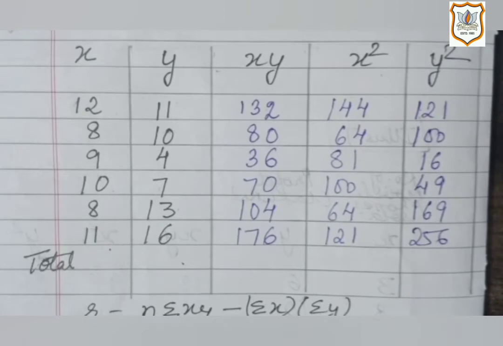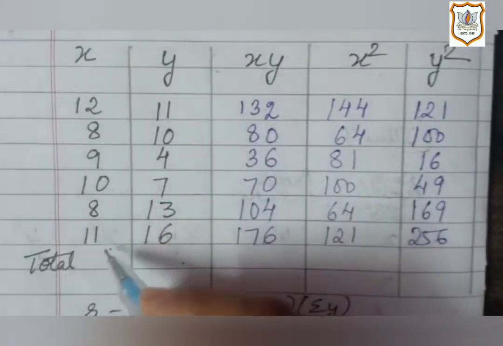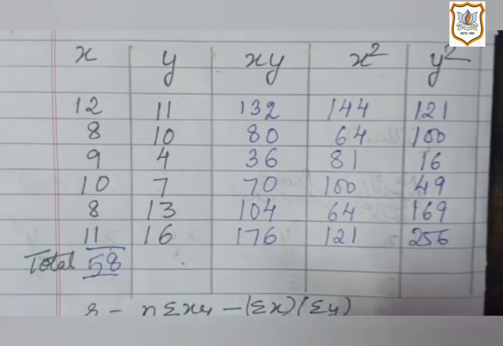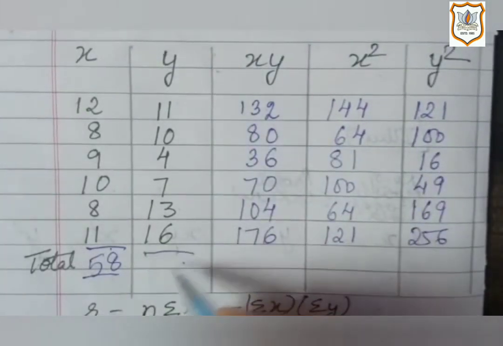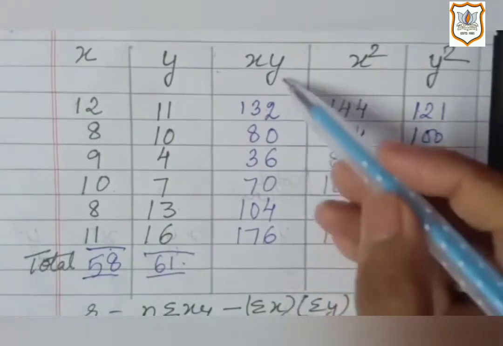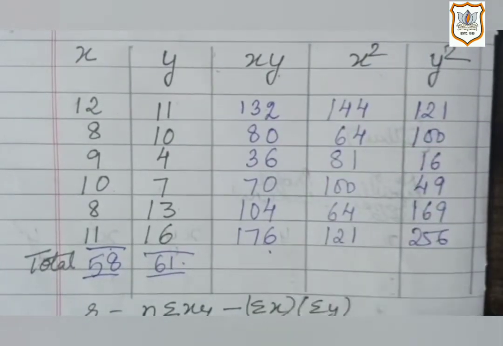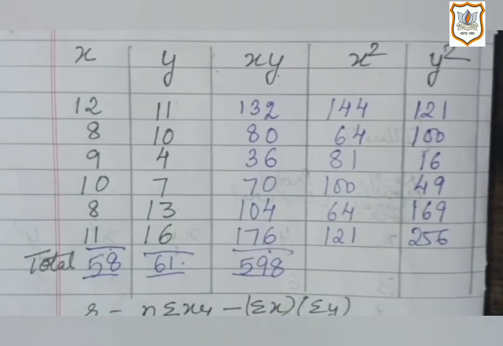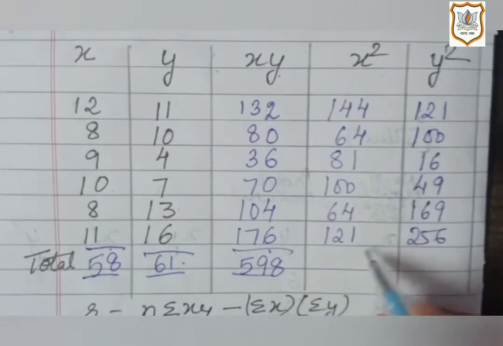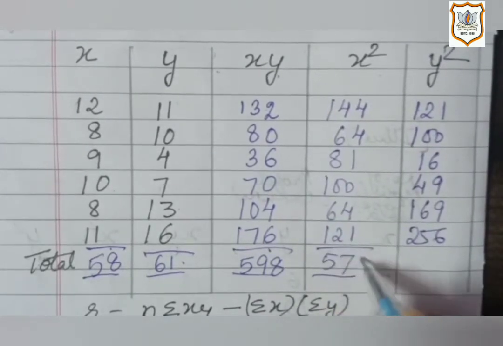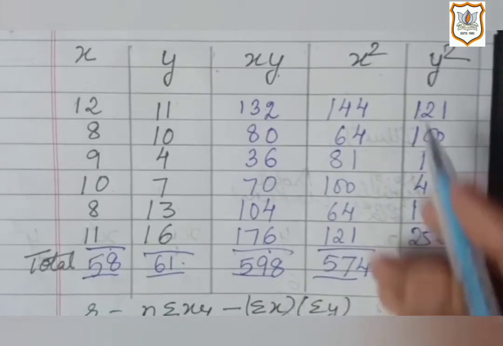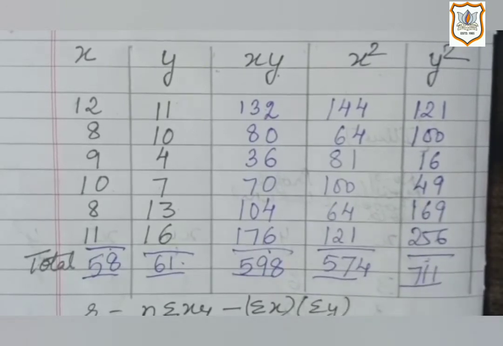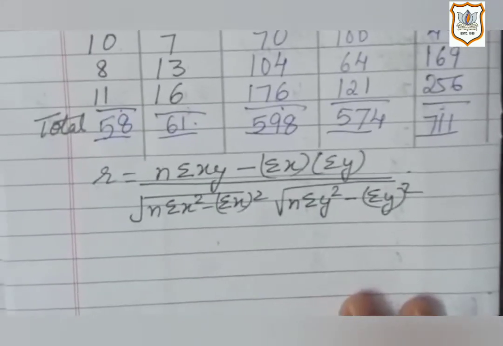Now let us find the total. The total of x, that is this, will be 58. The total of y, that is this, we will be getting 61. Now do the total of xy. When you do it, you will get it as 598. The total of x square, that is this total, we will be getting 574. The total of y square, that is this total, when you do, you will get 711. Now you know the formula for finding r.